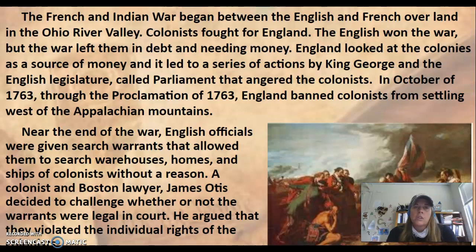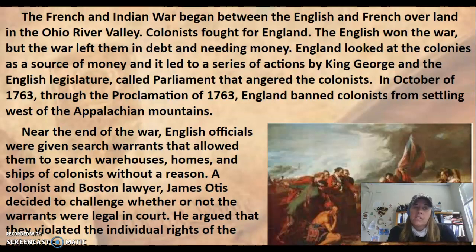So this is actually, even though it's called French and Indian, it's between the English and the French over land in the Ohio River Valley. The colonists fought for England. The English won the war, but the war left them in debt. And whenever you're in debt, you need money. So by then, England decides they're going to put a series of acts or taxes against the colonists. Obviously, the colonists are not happy.